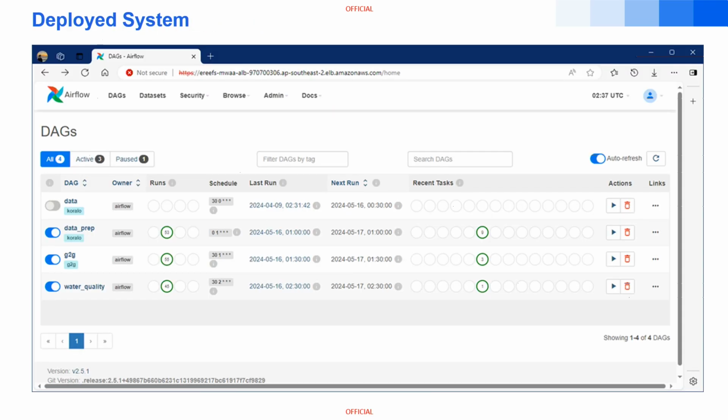And this is the overall deployed system. It hides away all that complexity we saw in the previous slide. It's a very simple web UI, consistent and clear, and it allows non-technical staff to delve deep into what ran and what didn't run, and to retry tasks.